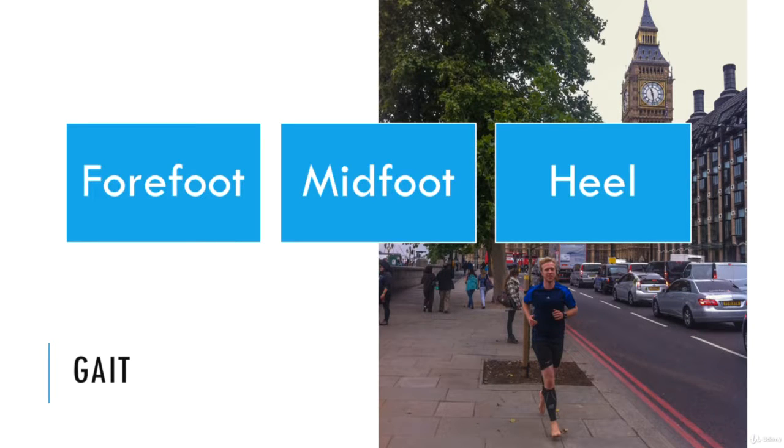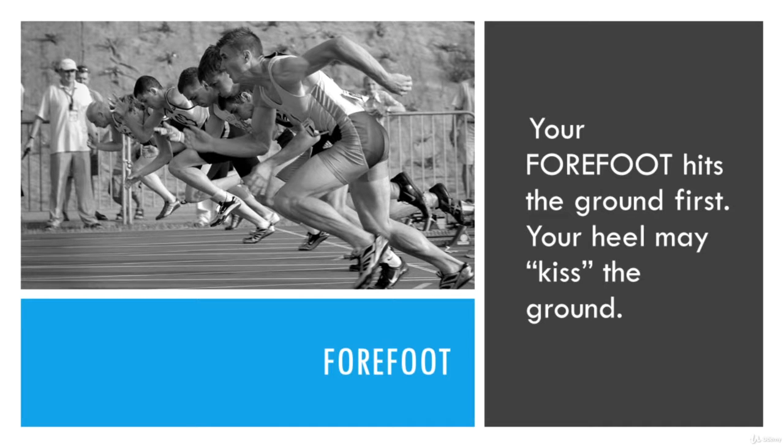So as I said before, we're going to talk about gait, and we will talk about it longer a bit later, but just to give you a very brief introduction of what I'm talking about, let's look at the three different kinds of gait. So first of all, you have the forefoot gait. So your forefoot hits the ground first and your heel may kiss the ground.